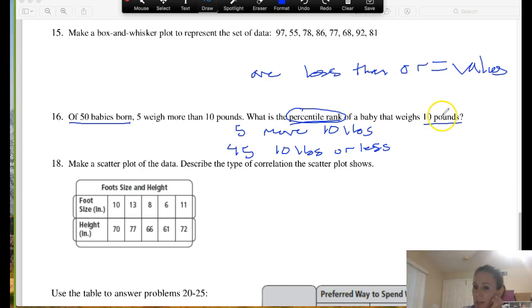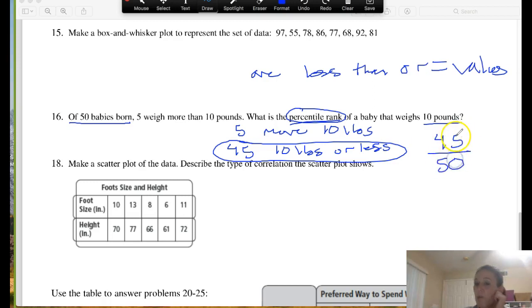So we want to know the percentile rank of a baby that weighs 10 pounds. Well, I'm going to take the value that is less than or equal to my value, 45 of those, and divide it by my total value, 50. This is going to give me my percentile rank. So 45 divided by 50 gives 90%. So a baby that weighs 10 pounds is in the 90th percentile. That means 90% of the babies are 10 pounds or less, which is probably accurate. 10 pounds is a pretty heavy baby. Okay, so that's the percentile rank, the 90th percentile.